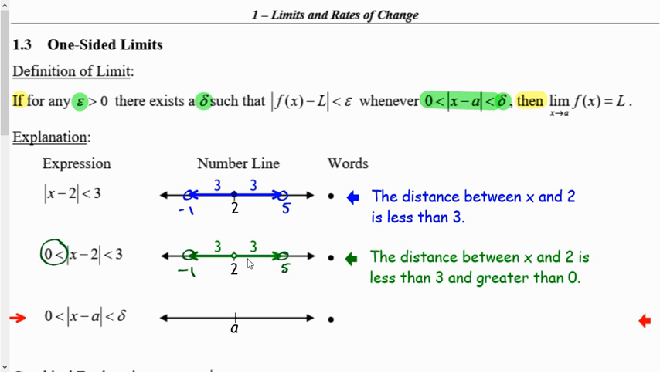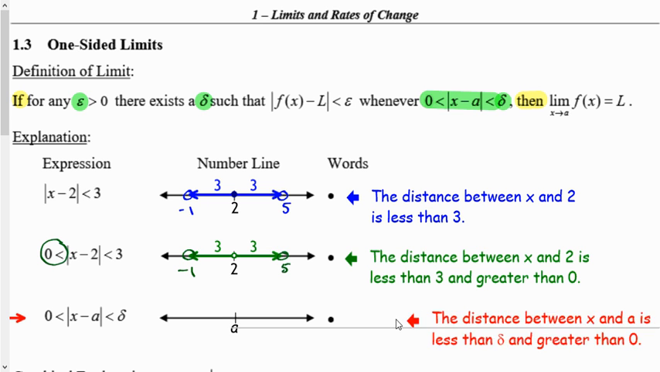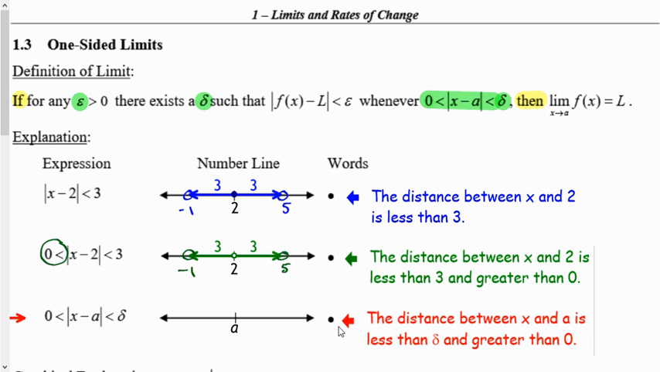So let's just replace these numbers with variables in this third statement. Now we're saying the distance between x and a. So a is some x value, some value on the number line, and we're saying that the distance between our variable x and that value a is less than delta, some mystery number that we don't know, and it's greater than 0.